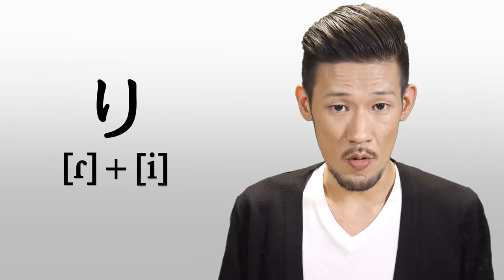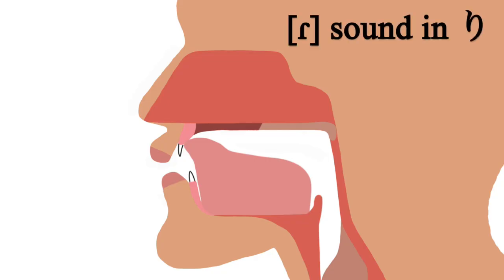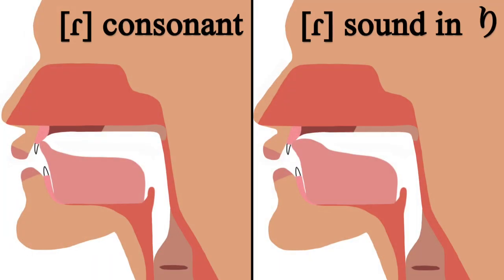The R sound in ri is a little different, since ri is followed by the I vowel. For ri, you tap the front part of your tongue against the gum ridge. That's the difference between the normal R and the R in ri.